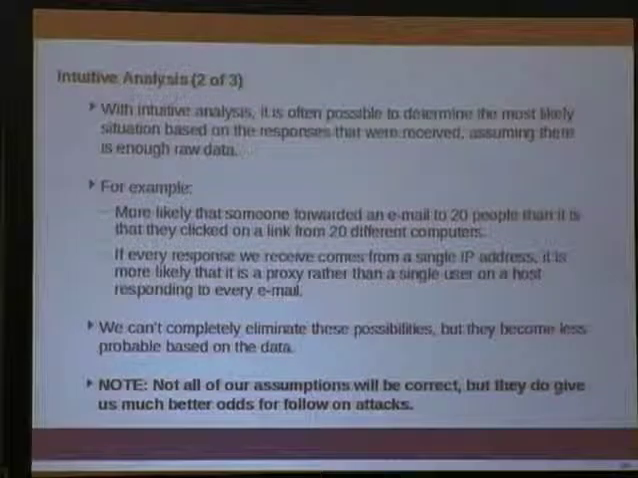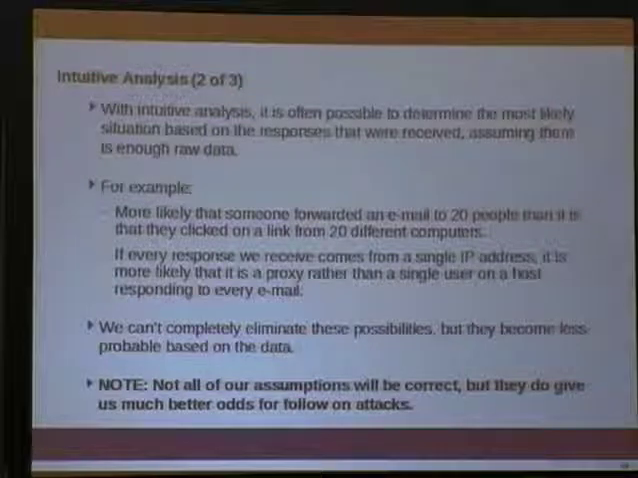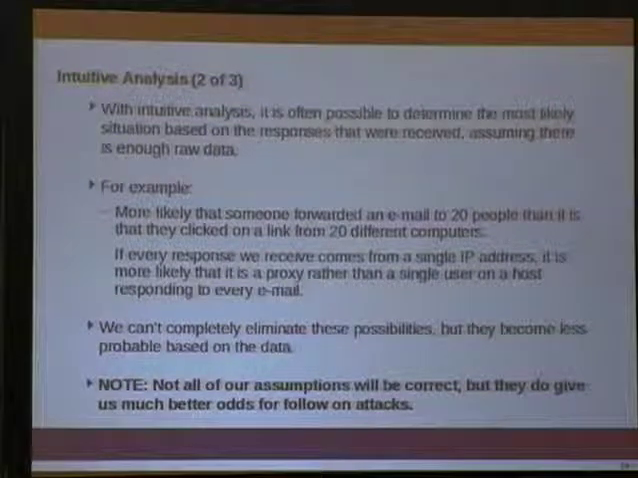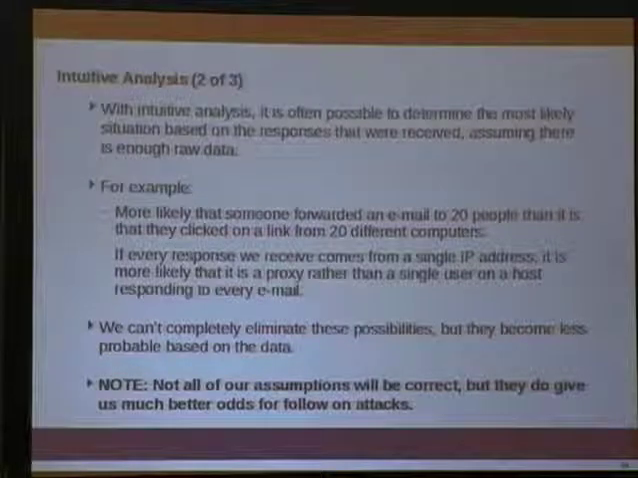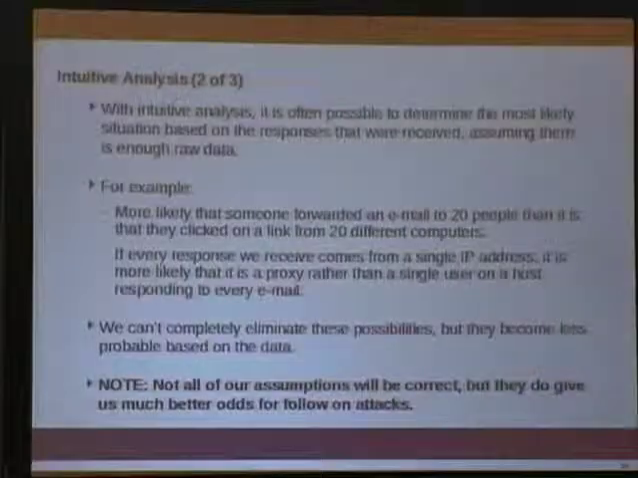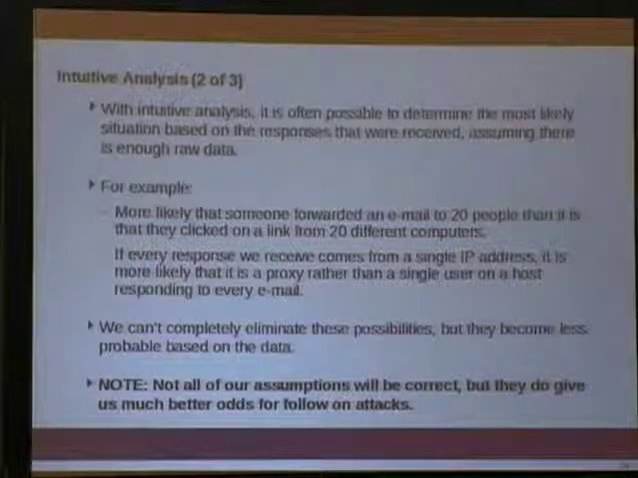If every response we receive comes from a single IP address, though, it's more likely that we're dealing with a proxy host instead. Everyone clicking on the link on their machines, the request is coming to us from some sort of proxy. That's more likely than one user getting 20 different emails forwarded to them, clicking on the links in each one of them, so that all the requests for all these multiple tags come from one IP address. Now, granted, we can't eliminate all of these possibilities. They're still possible, but they become less and less likely.